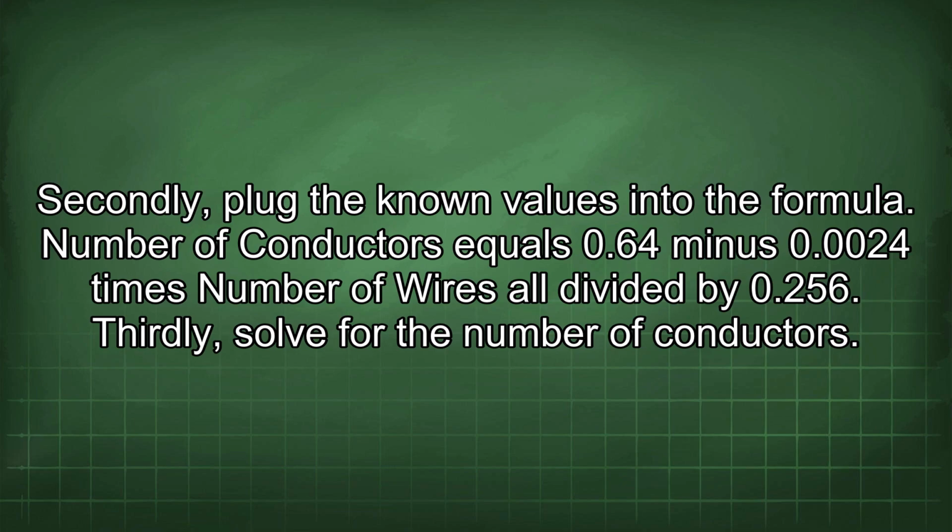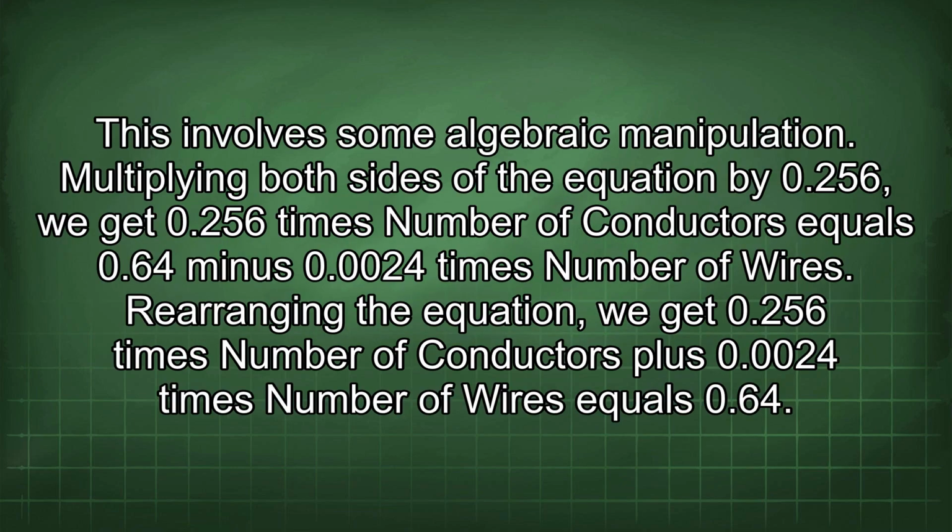Secondly, plug the known values into the formula. Number of conductors equals 0.64 minus 0.24 times number of wires, all divided by 0.256. Thirdly, solve for the number of conductors. This involves some algebraic manipulation.